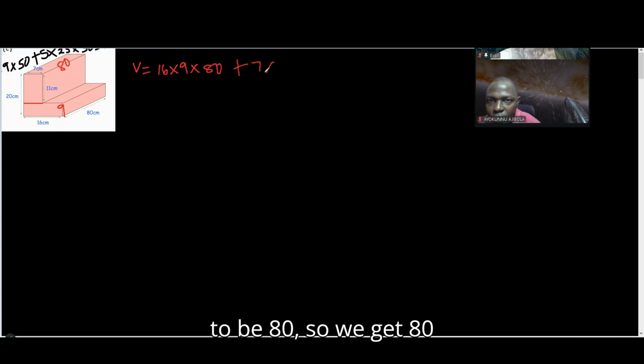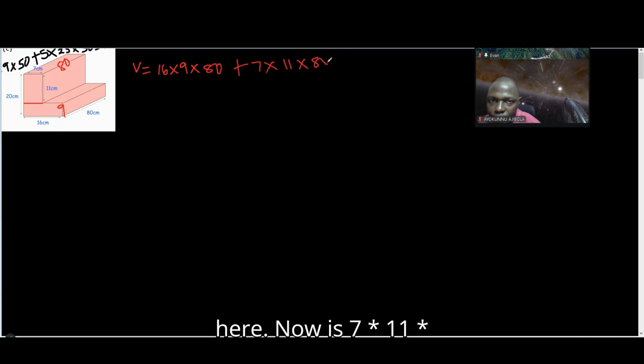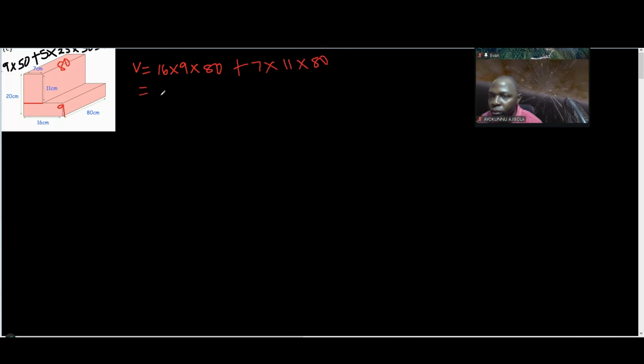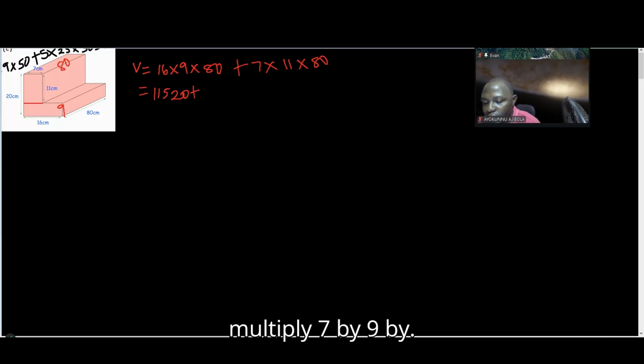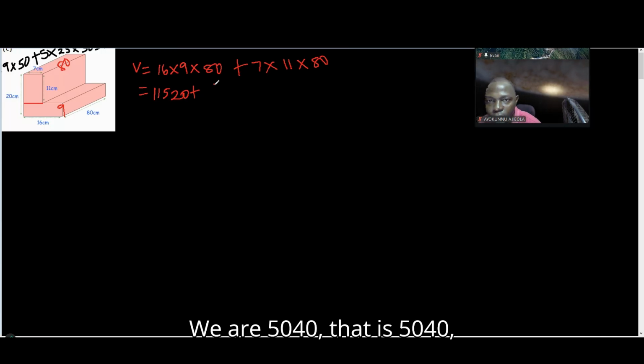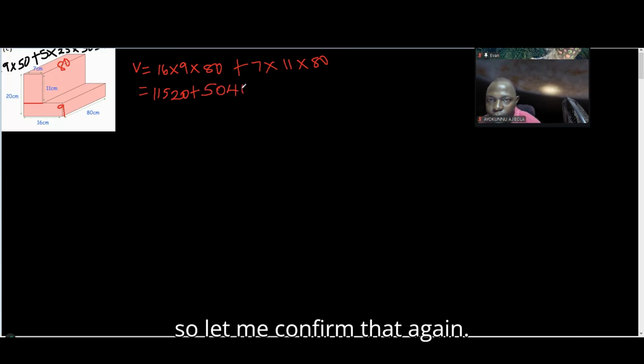That'll be 7 times 11 times 80. So if we multiply 16 by 9 by 80, we have 11,520, plus, we multiply 7 by 9 by 80, we have 5040, that is 5040.